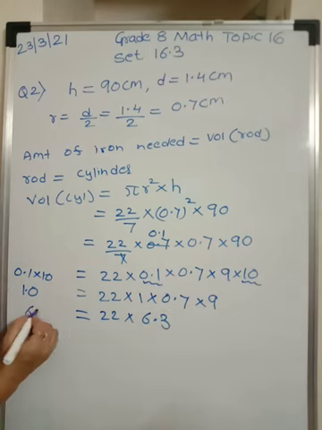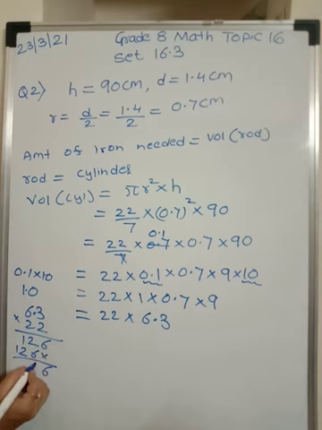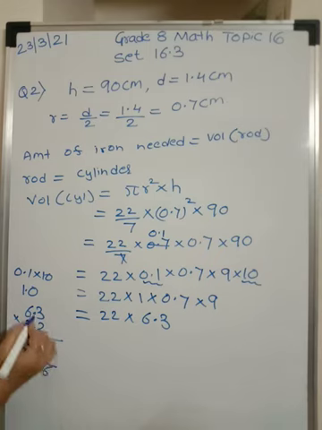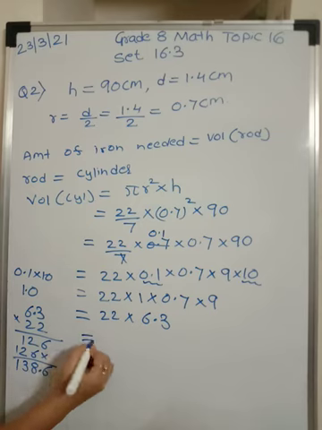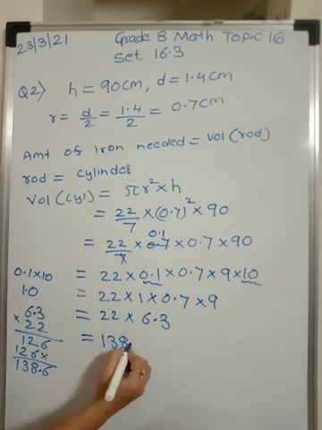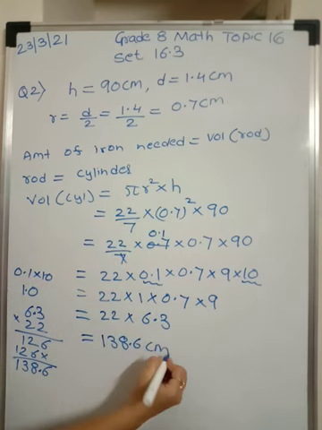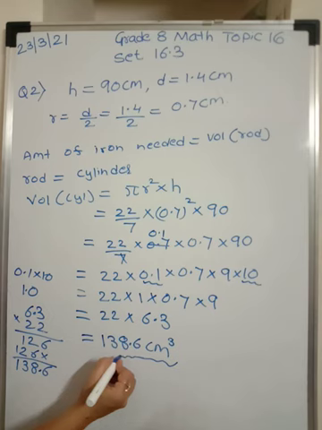So we have 63 into 22, 6.3. So 2 3s are 6 and 2 6s are 12. So 6, 2 and 1. So here we have 8, here we have 3 and here we have 1. After 1 the point is there. So how much iron is needed? Volume is given by cubic units. So we have 138.6 centimeter cube. This much amount of iron is needed to make the rod. I hope it is clear.